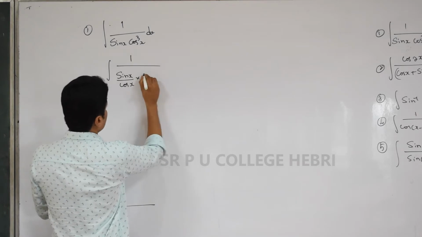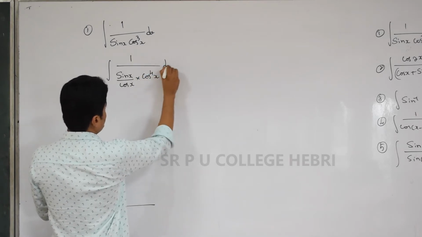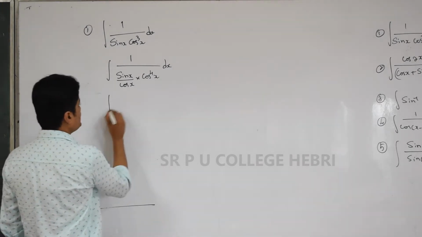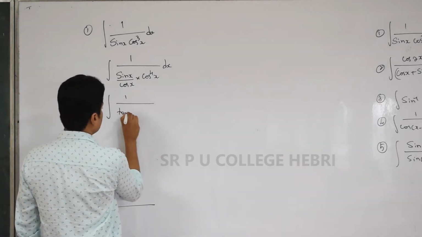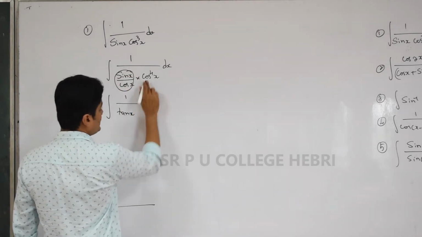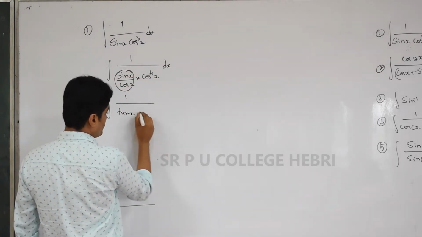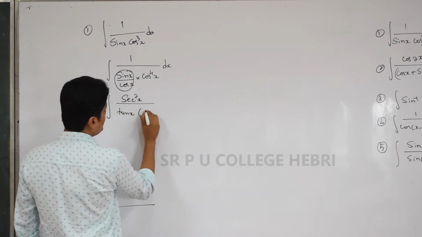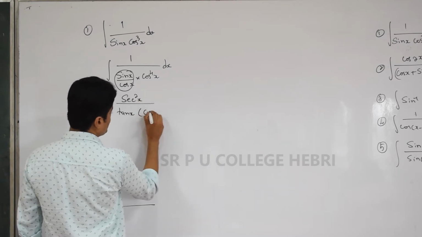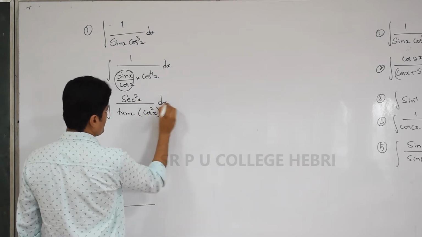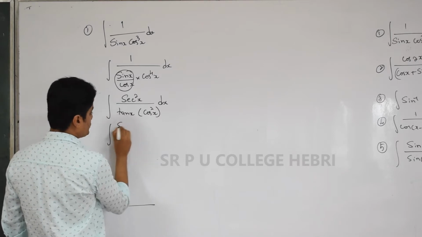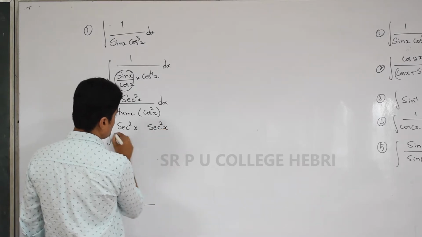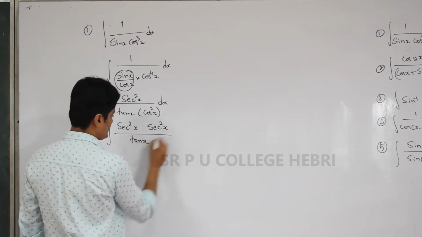Then I get cos power 4 x dx. Multiply and divide cos x to the denominator. So this is nothing but 1 by tan x, since sin x by cos x is tan x. Here cos square x is there, so I can write 1 by cos square x in the numerator as secant square x, and keep the other 1 by cos square x as it is. This is also equal to secant square x. Again you will get one more secant square x divided by tan x.